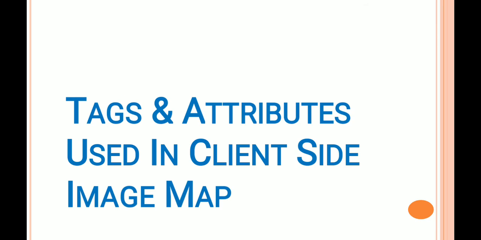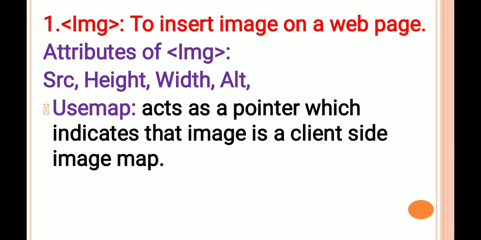Now in our syllabus we have only the client-side image map. We'll see the tags and attributes which are used in the client-side image map. The first tag is the img tag, which we already learned in our 11th syllabus. The img tag is used to insert an image on a web page. Attributes of the img tag: the first and compulsory attribute is src, which stands for source and defines the address, path, or URL of the image which we are going to insert on a web page.